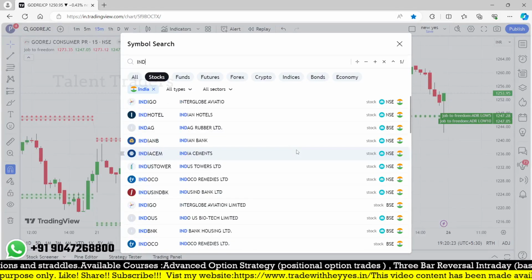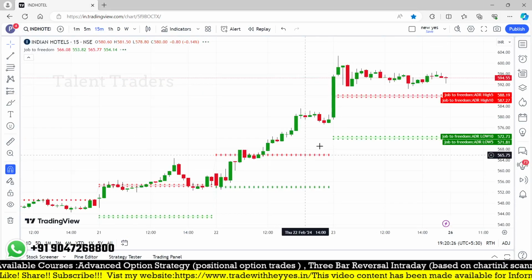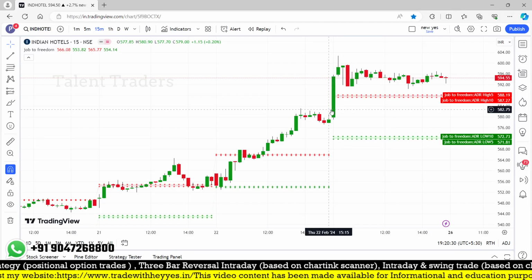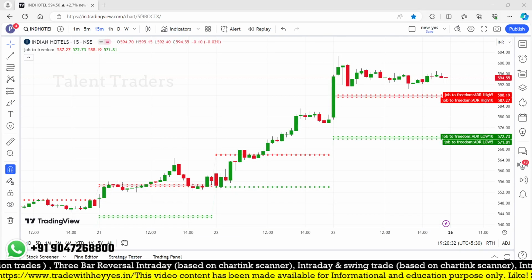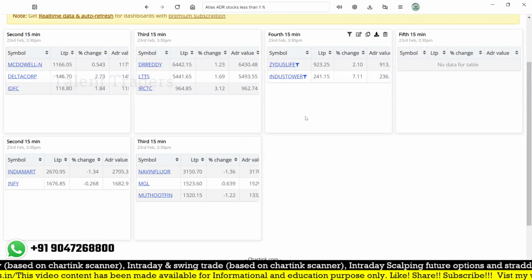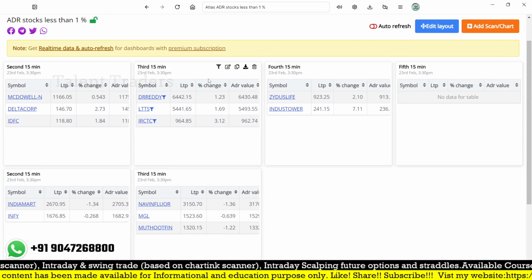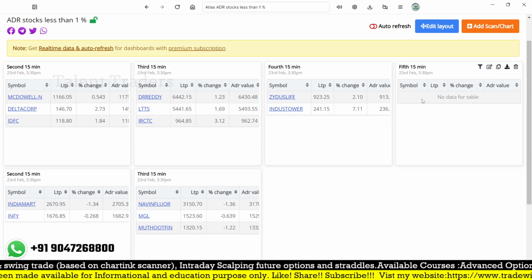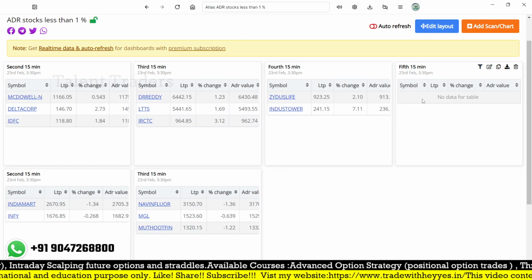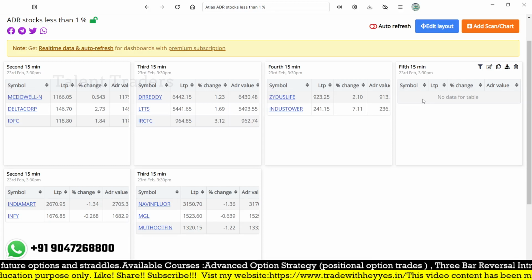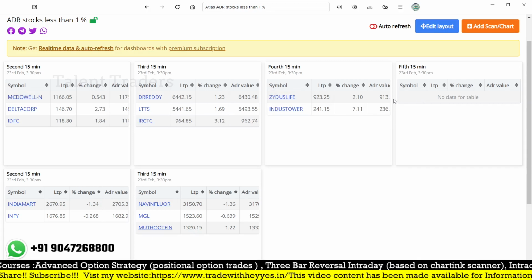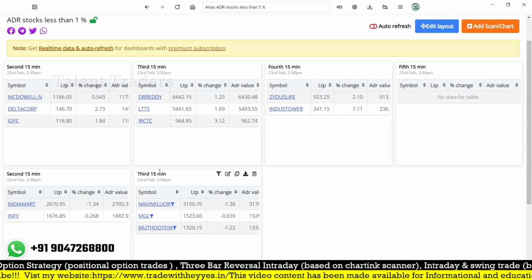Indian Hotels, which we discussed in yesterday's video, has a big candle of more than 2%. To avoid these conditions, we are simply creating a less than 1% filter on the second, third and fourth candle. In this dashboard I have created the first candle, second, third, fourth and fifth also maybe. So 9:30 to 9:45, 9:45 to 10 o'clock, 10 to 10:15, and 10:15 to 10:30.